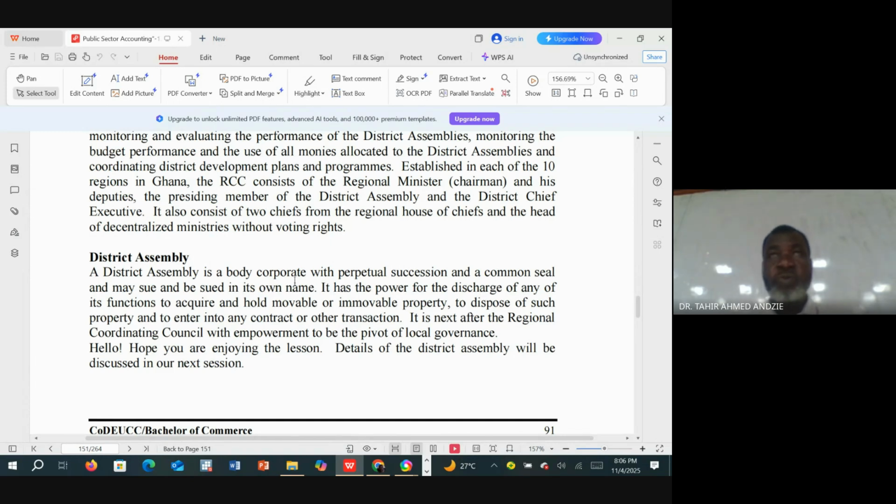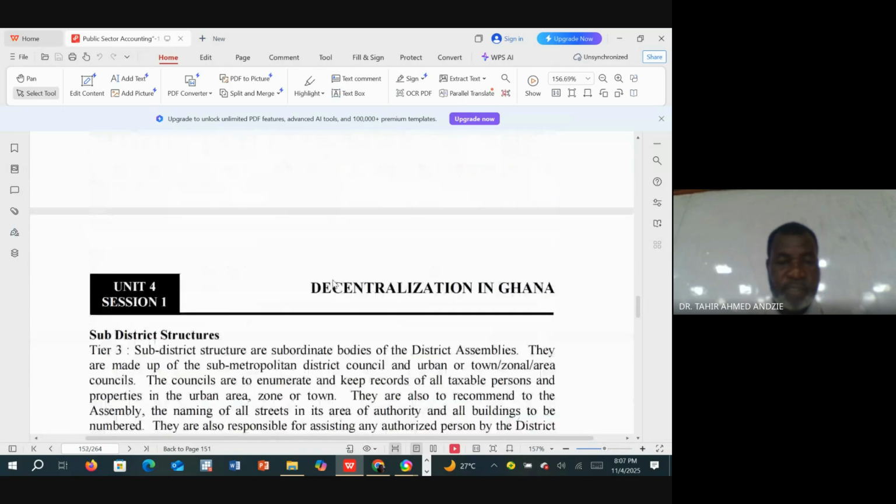Assembly members can come and go. The chief executives can come and go. Coordinating directors can come and go. But the institution, this assembly, will always be there forever. They have the power to acquire any asset on their own, whether it's movable or immovable property. They can dispose of those assets as and when need be, and they can enter into any contract or contract a loan, all in the interest of developing the local area. They are next to the regional coordinating council, right? So take note of that description.